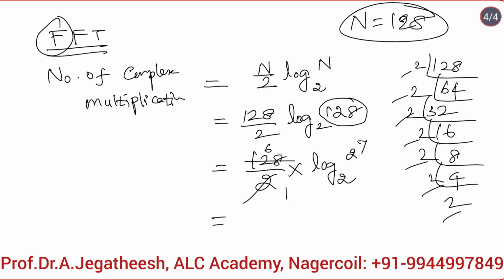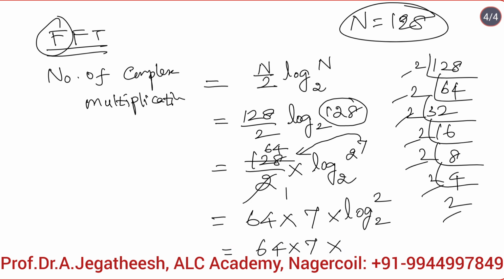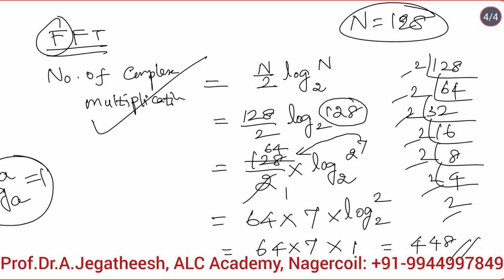The power 7 comes out as a multiplication. So 64 into 7 into log 2 to the base 2. Now log 2 to the base 2 has value 1, since we have the basic formula log A to the base A is equal to 1. So you will get 64 into 7, which is 448. This is the number of complex multiplications for N is equal to 128.